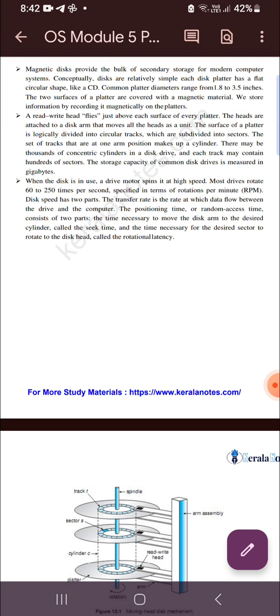A read-write head flies just above each surface of every platter. The heads are attached to the disk arm that moves all the heads as a unit. The surface of the platter is logically divided into circular tracks.